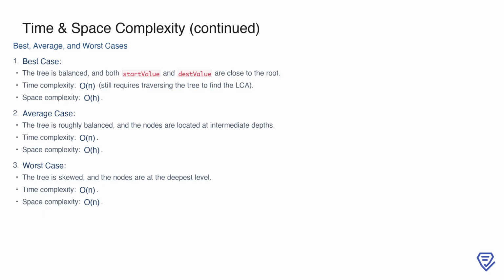In the average case, the tree is roughly balanced, and the nodes are located at intermediate depths. Here, the time complexity remains O(n), and the space complexity is O(h). Finally, in the worst case, the tree is skewed, and the nodes are at the deepest level. This scenario results in both time and space complexities of O(n).